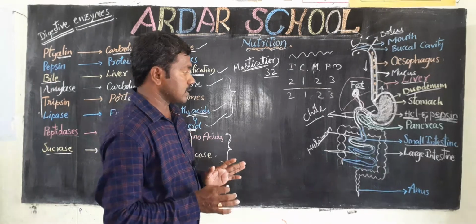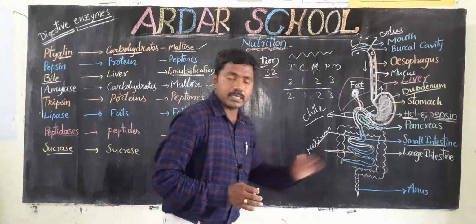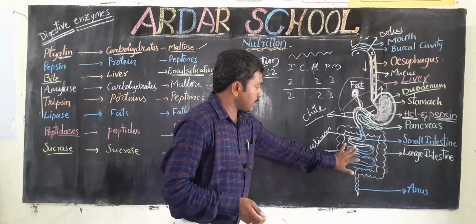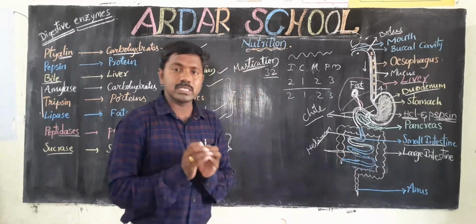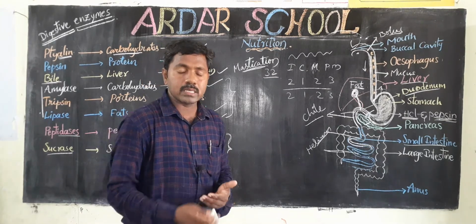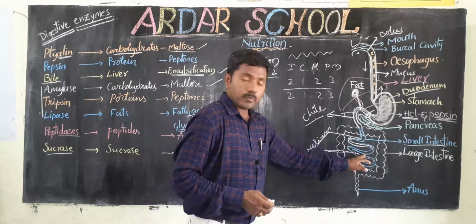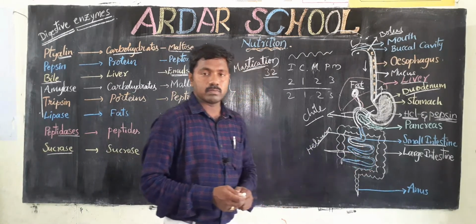Okay, children, succus entericus. If you observe, here digestion is completed. At the end of the small intestine, digestion is completed. Here, what nutrients or substances are there? They can be absorbed by the walls of the small intestine.